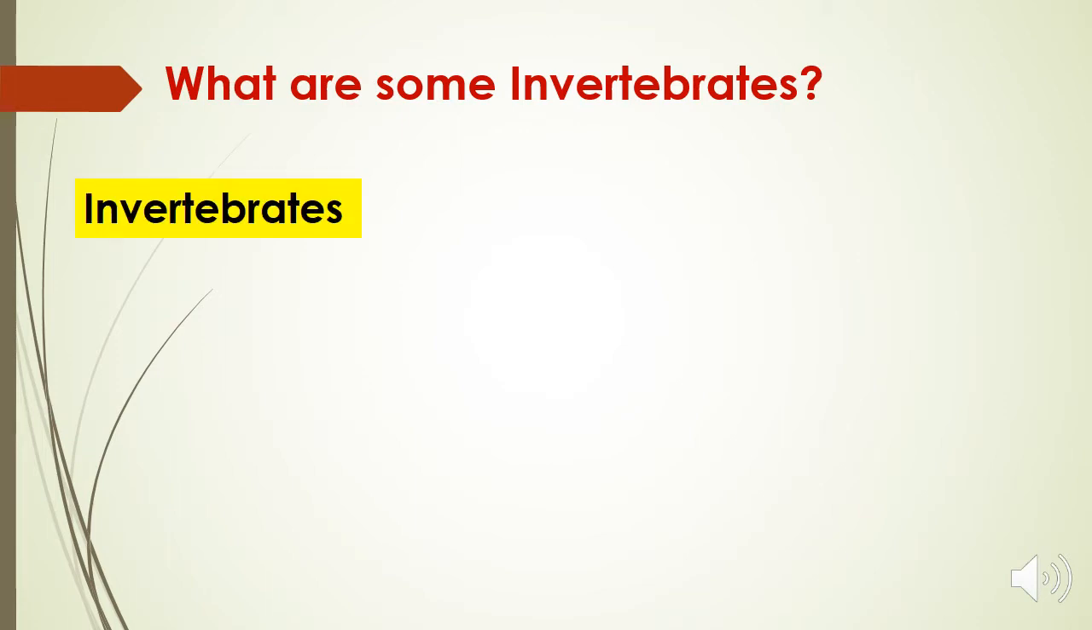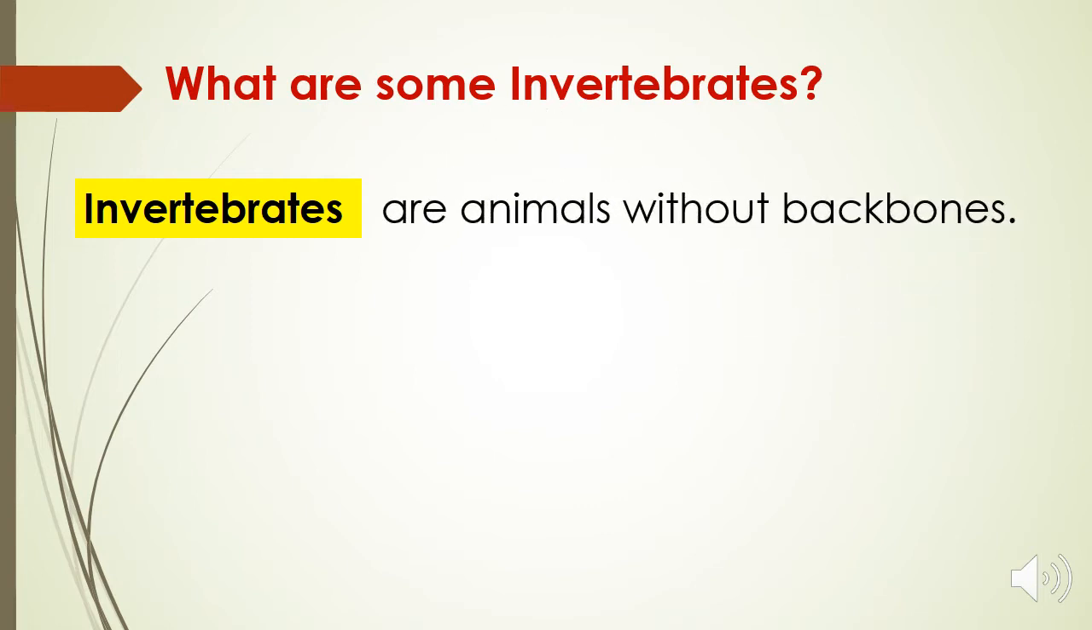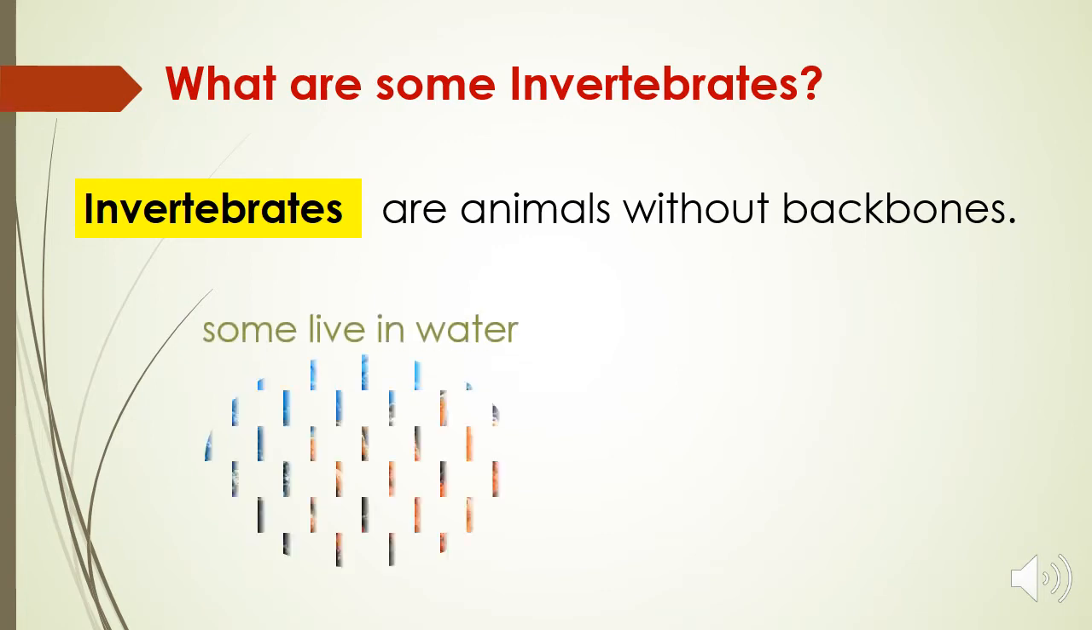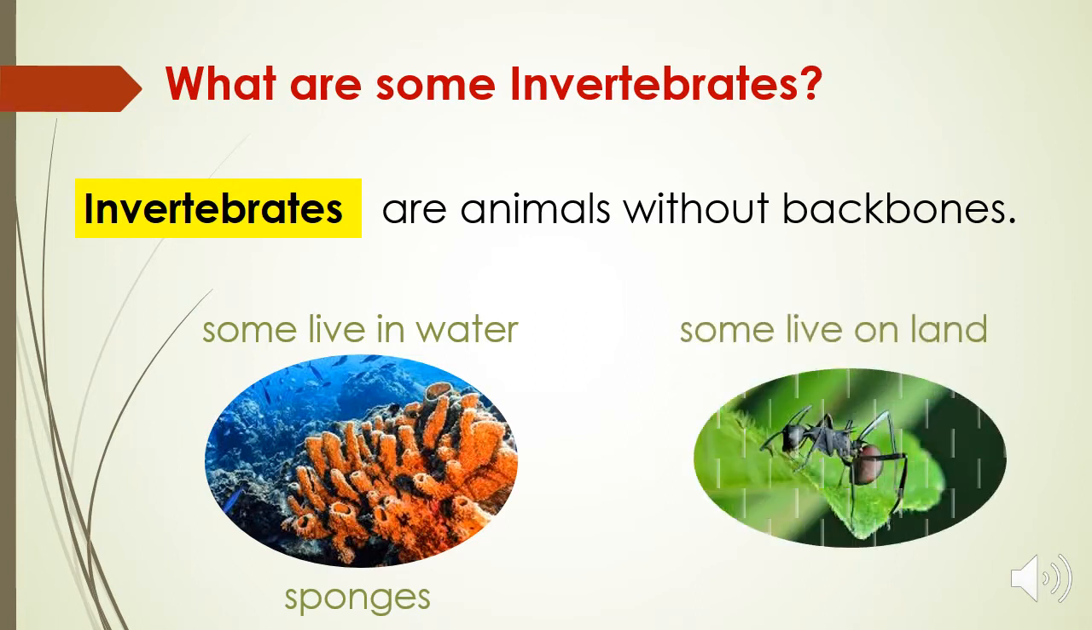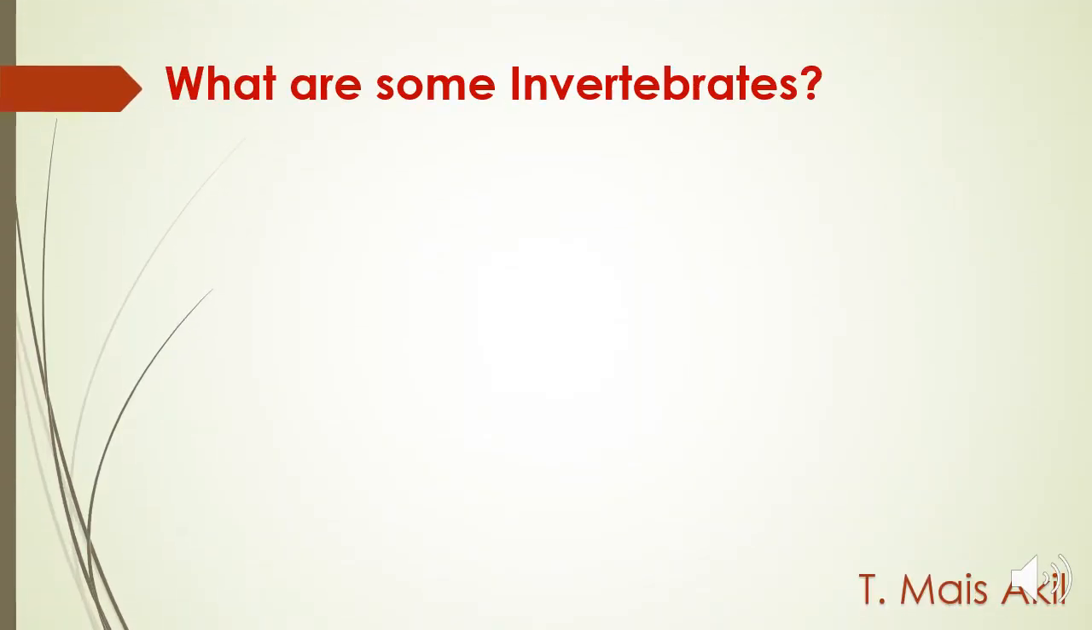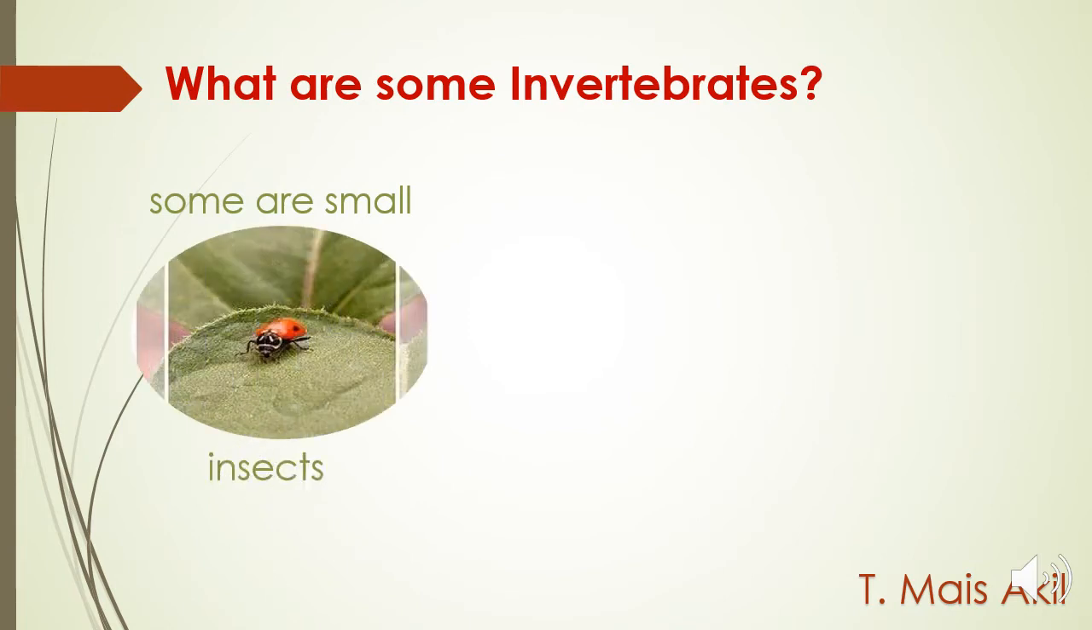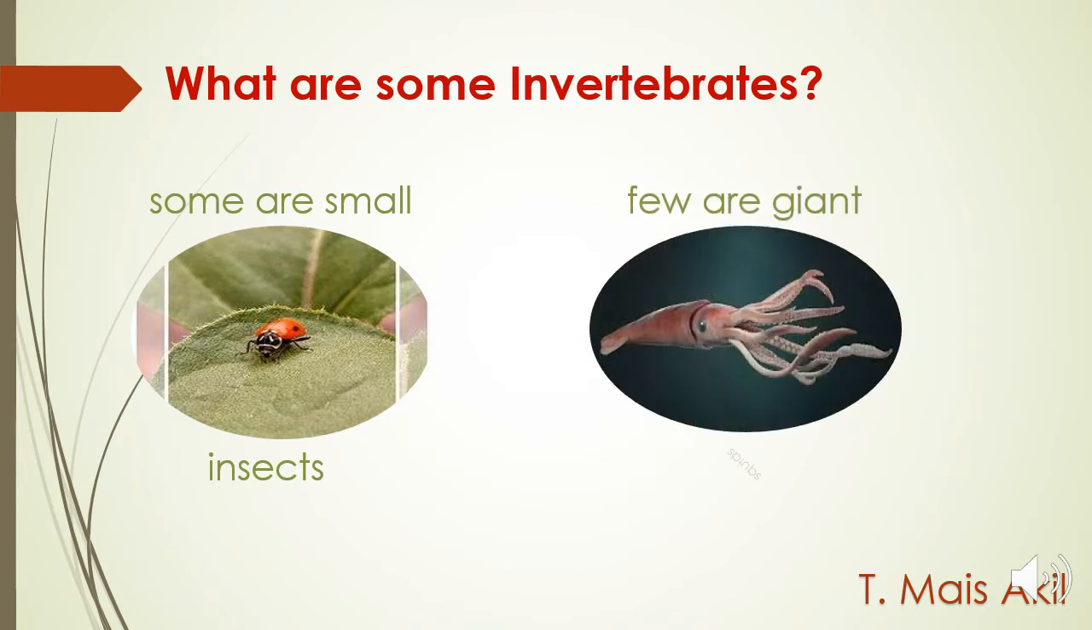Remind me, what are invertebrates? Yes, they are animals without backbones. There are so many kinds of invertebrates. Some of them can live in water, like sponges, and others live on land, like insects. Some are small, like this bug from the insects group. Few are giants, like this giant squid.